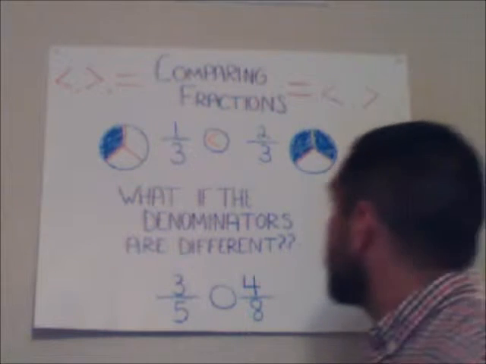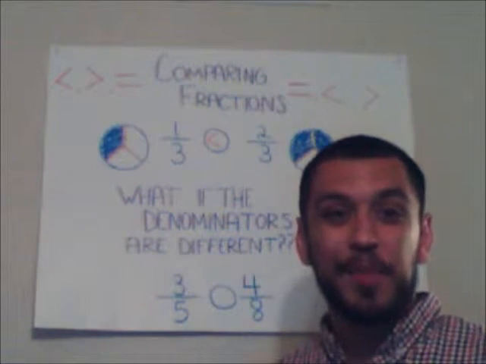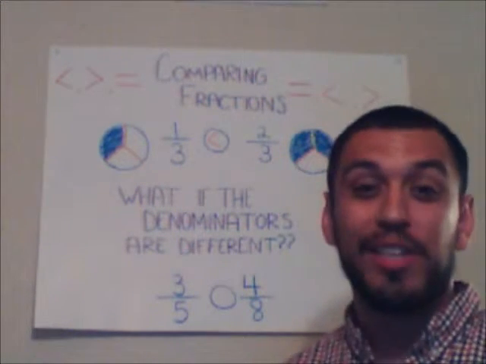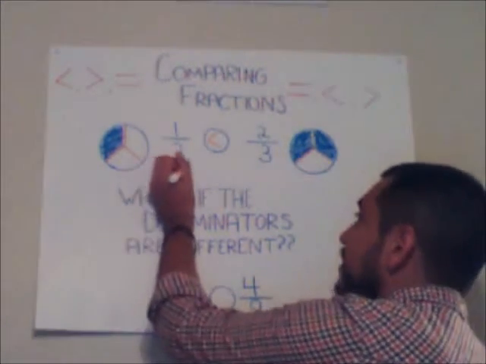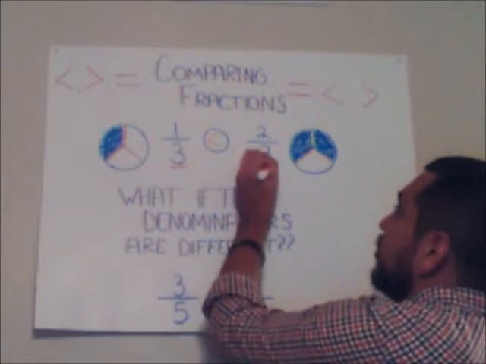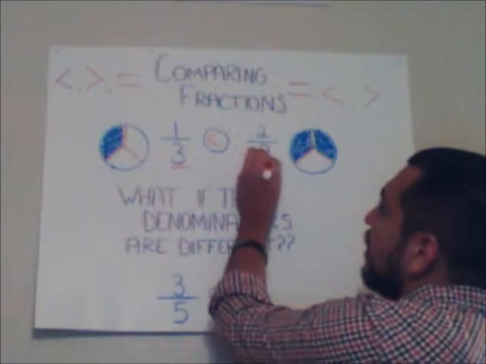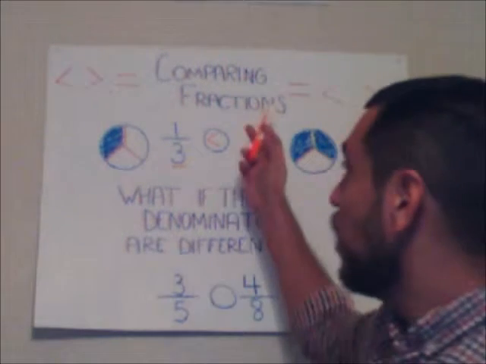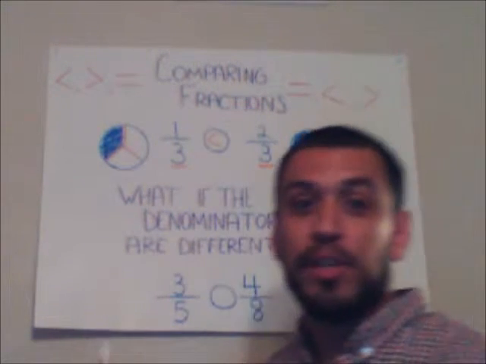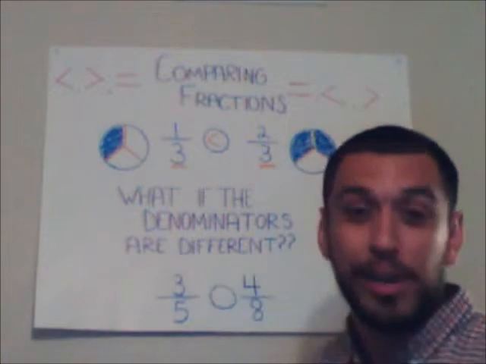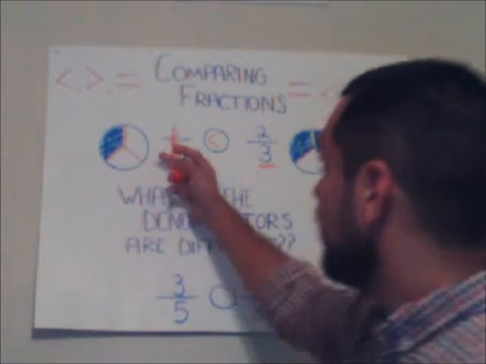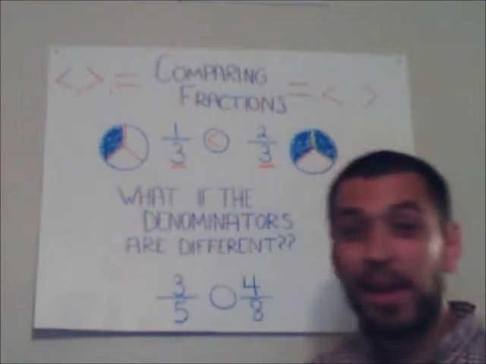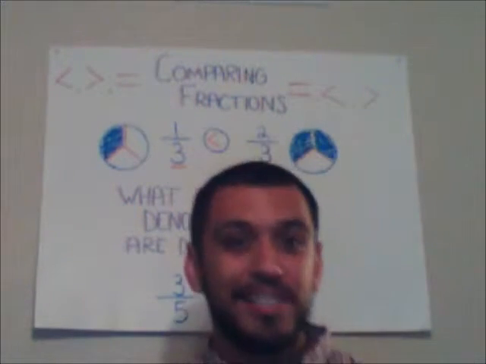Okay, now this is made much easier when our denominators are the same, which in this case it's 3. All right, when that's the case, we can just go off the top numbers, which are our numerators. So we know 1 is less than 2. Okay, however, it's not always that easy.